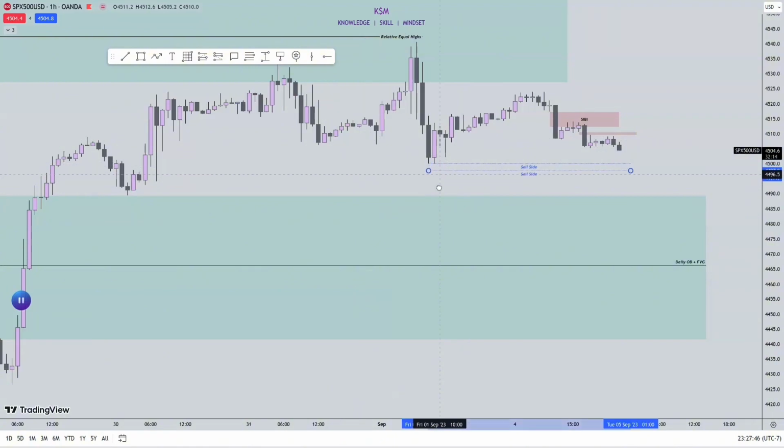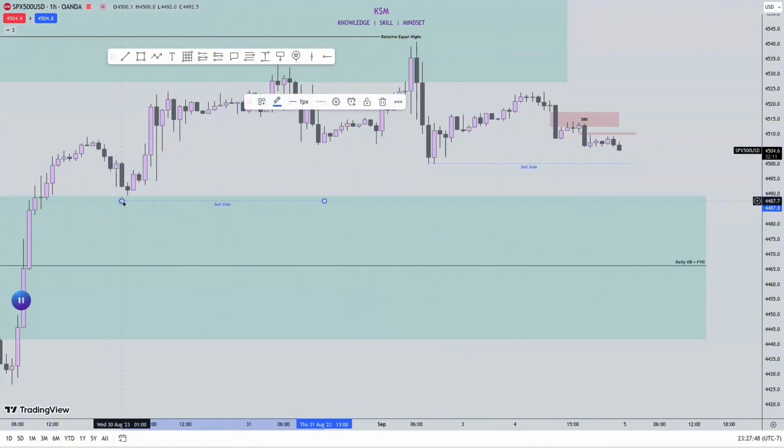So you can see right there is the sell side liquidity that we'll be targeting, and there's another sell side just below. Now we are just going to target that first sell side just to be safe because we are overall bullish.